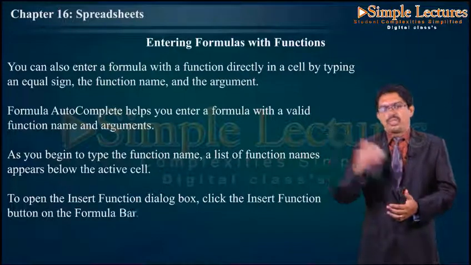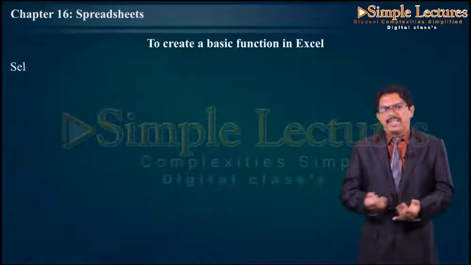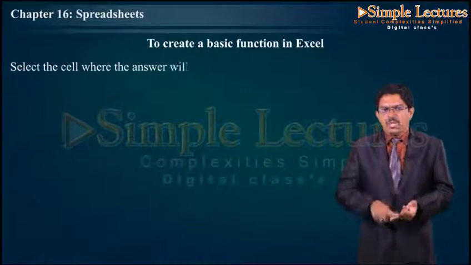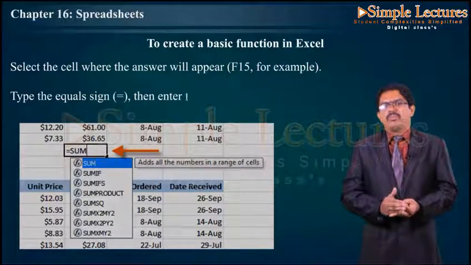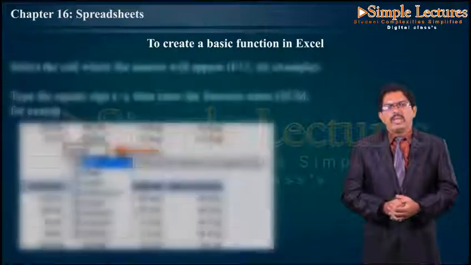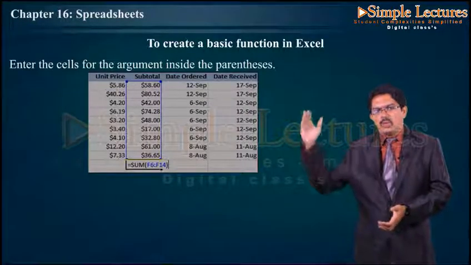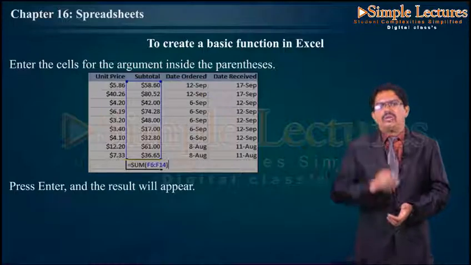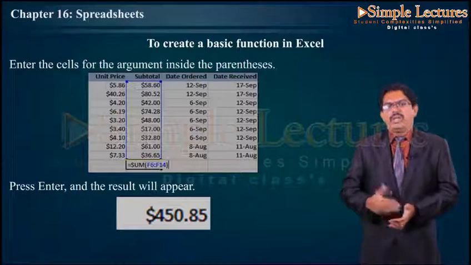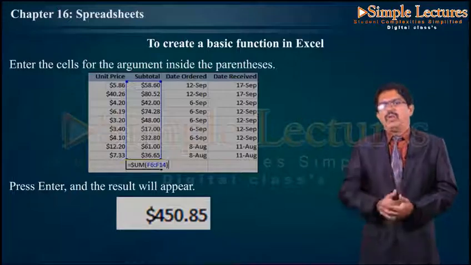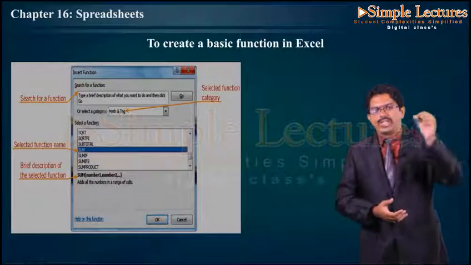Now, let us move to creating a basic function in Excel. Select the cell where the answer will appear. Type the equal sign, then enter the function name, for example, SUM. Enter the cells for the argument inside the parentheses. The values will be entered, press Enter, and all the values will be added and the result will be 450.85. So, this is a representation of formulas. We can select the values and go for the processing.